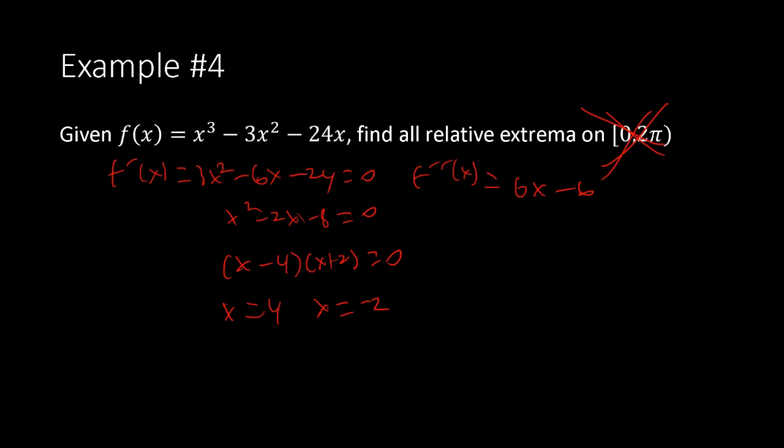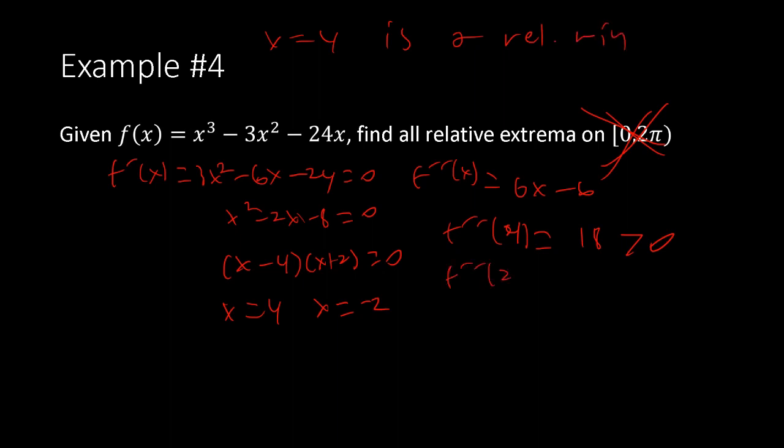Now we're going to plug it into f double prime of x. So f double prime of 4, that's going to be 24 minus 6, which is 18, greater than 0. So x equals 4 is a relative min. And f double prime of -2 is going to be -12 minus 6, which is -18, less than 0. So x equals -2 is a relative max.